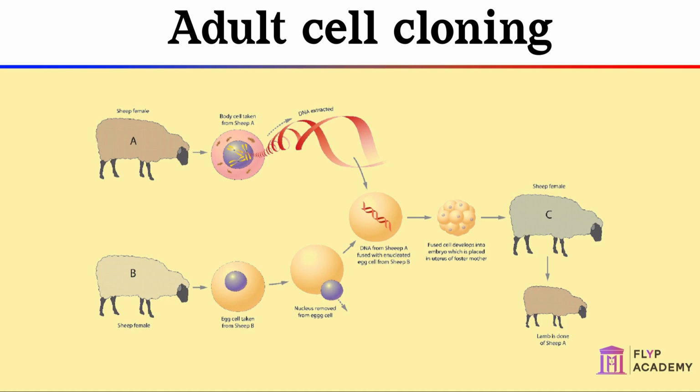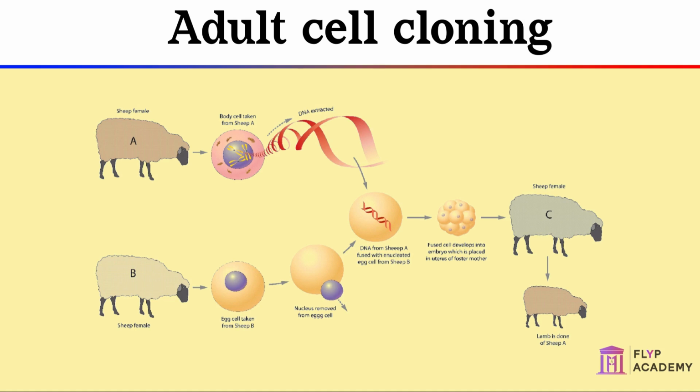The nucleus from an adult body cell, such as a skin cell, is inserted into the egg cell. This makes the egg cell include a complete set of chromosomes. The egg cell is then stimulated to divide to form an embryo using electric shocks. These embryo cells contain the same genetic information as the adult skin cell.